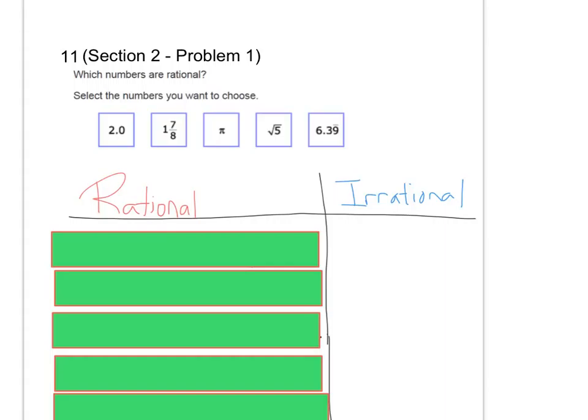But of course, if you have any hopes of doing this, you need to know a lot of vocab. My goal for this video is to teach you some of the vocab so that you're able to figure out what a rational number is. The directions say select the numbers you want to choose, which is the state's way of telling us that we need to pick all of the answers that apply. So we're looking for all answers that are rational, so there's probably going to be more than one answer.